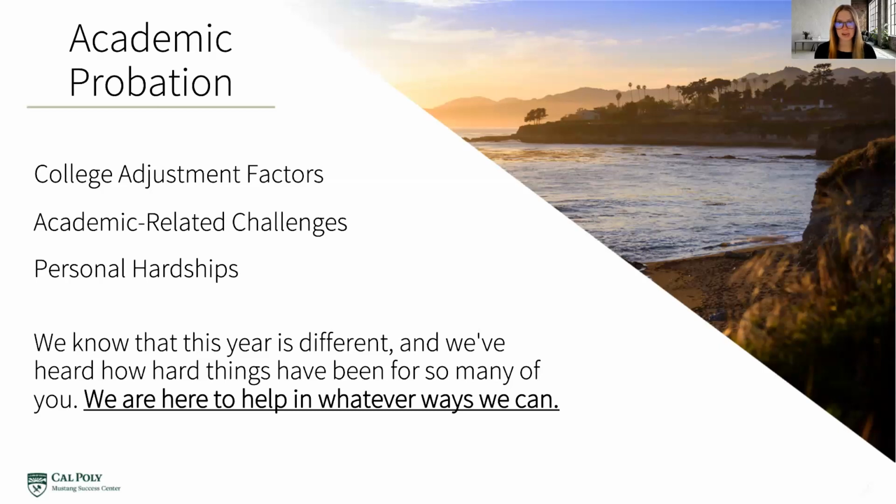So when we talk about academic probation, we first want to start off by just acknowledging that there's lots of different factors that lead students to being placed on academic probation. Some of those are general areas: college adjustment factors, academic related challenges, of course. But specifically, we know that there's some personal hardships that students face a lot and some mental health pieces, especially in recent years. So often it's not just one of these factors, but a combination of these factors.